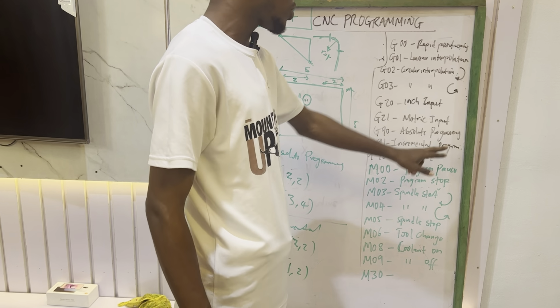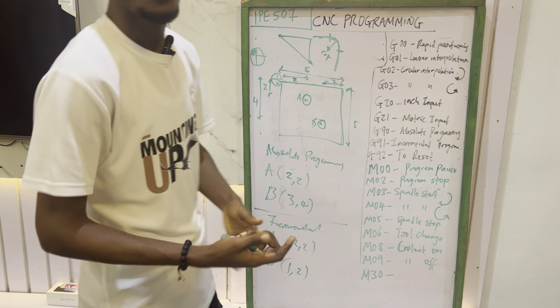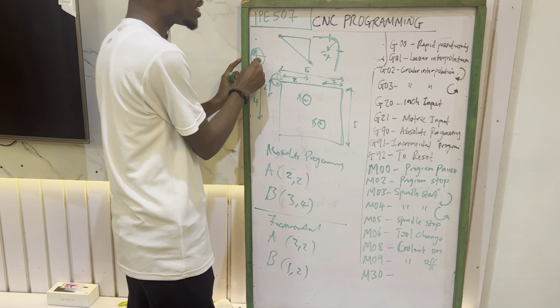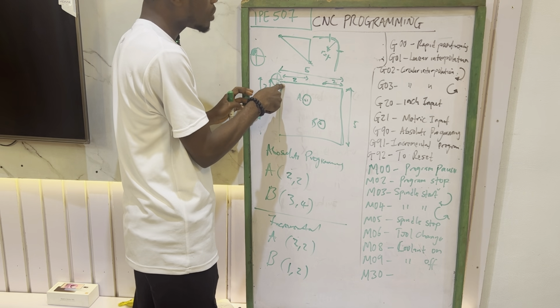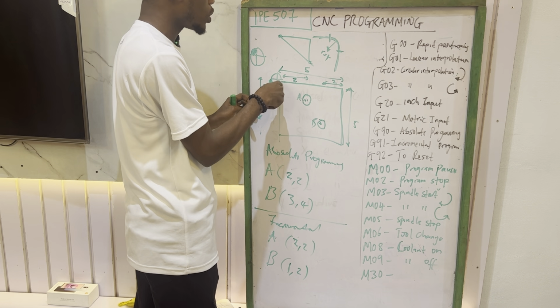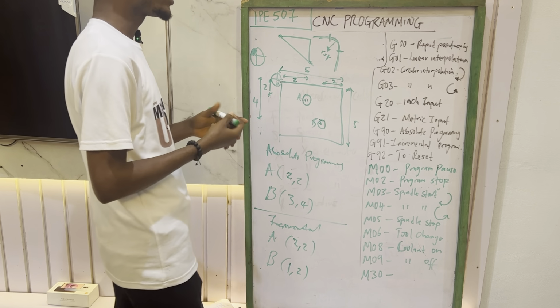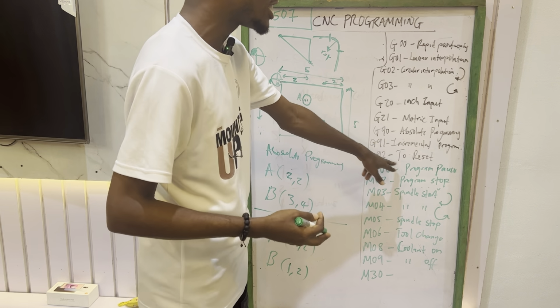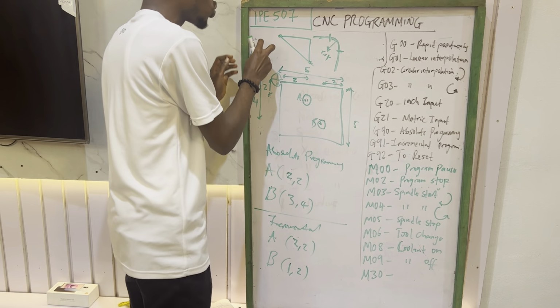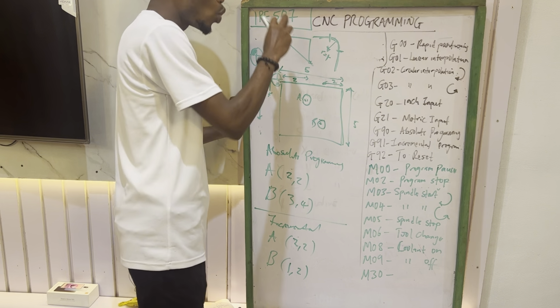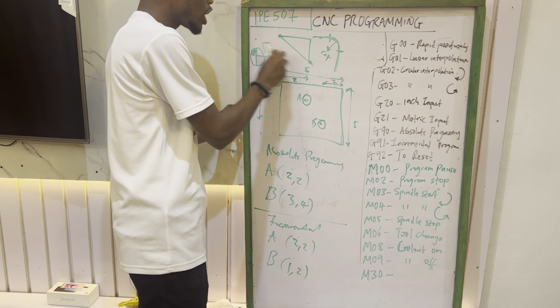While G91 is incremental, G92 is to reset. We want to reset, assuming this is where the initial cutting tool is now, and this is where we want to perform the operation. This is where the starting point to perform the operation is. So G92 means you want to reset your tool from this place to this particular place. So you have to take note of the dimension.